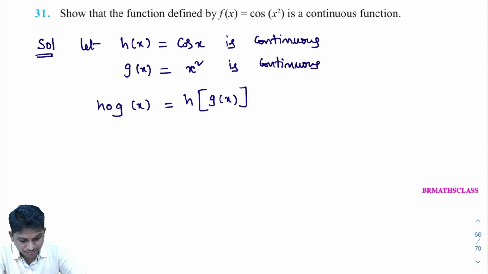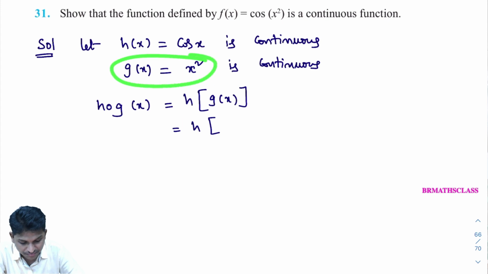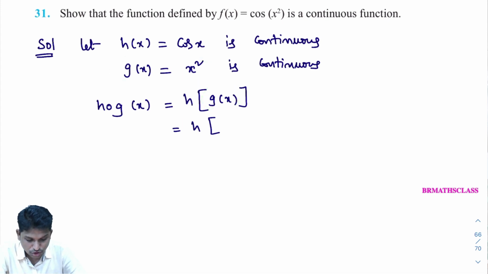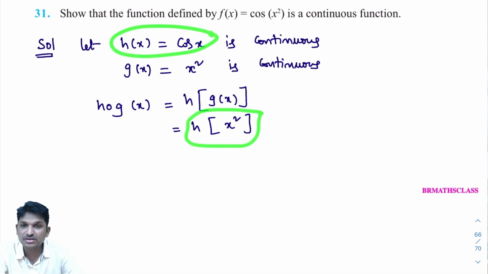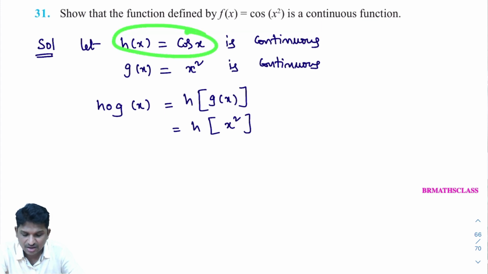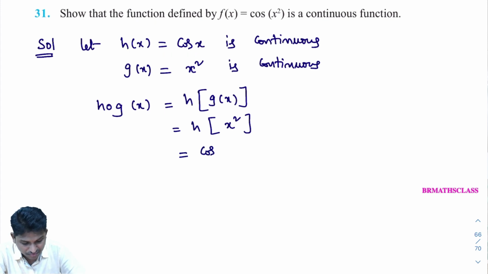H of g of x, that equal to h of, what is g of x? G of x is x square. So in place of g of x, I'll write x square here. Now what I need? H of x square. What is h of x? H of x is cos x. What is h of y? H of y is cos y. What is h of z? H of z is cos z. What is h of x square? H of x square is cos of x square.